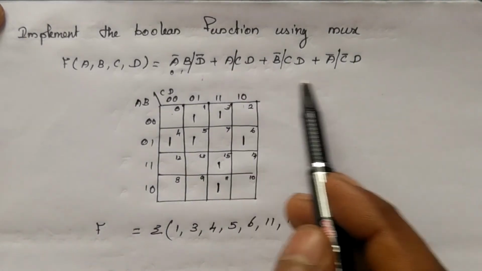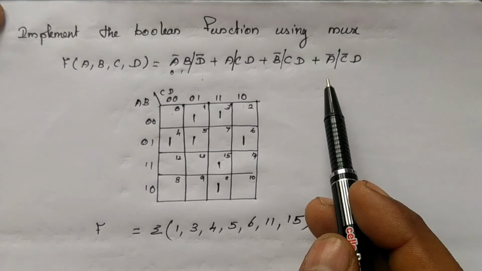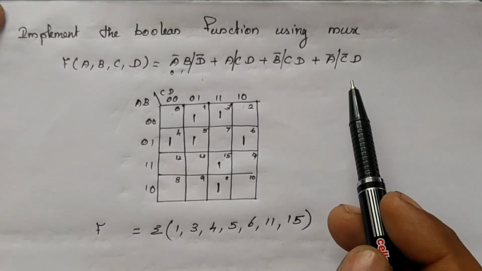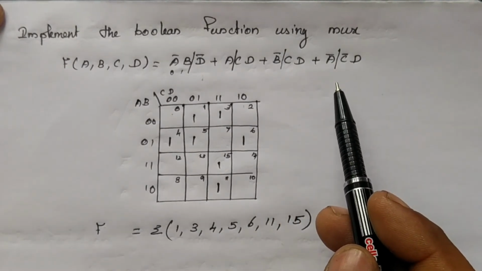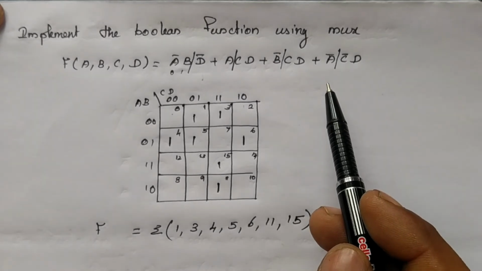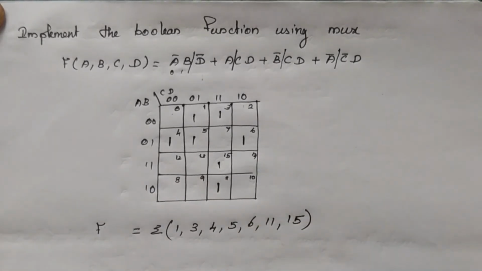If you go for normal algebraic expansion, that means converting it into standard form, it is very time consuming and there is a possibility of making errors. But using K-map you can directly and easily find the min-term values.